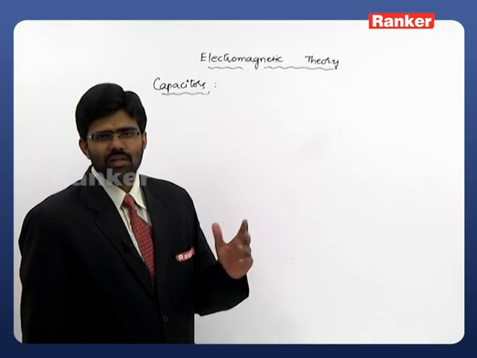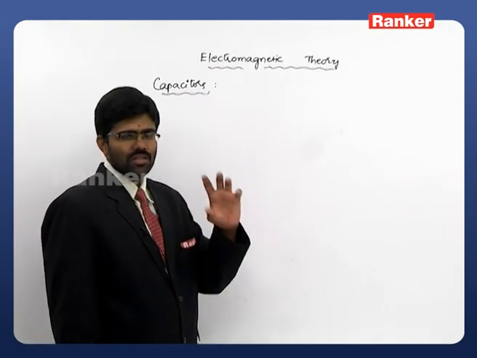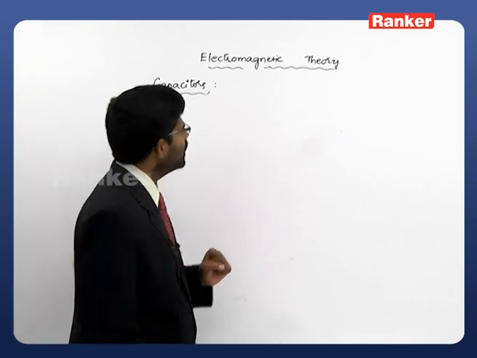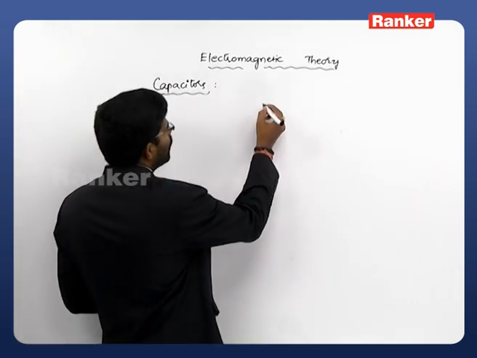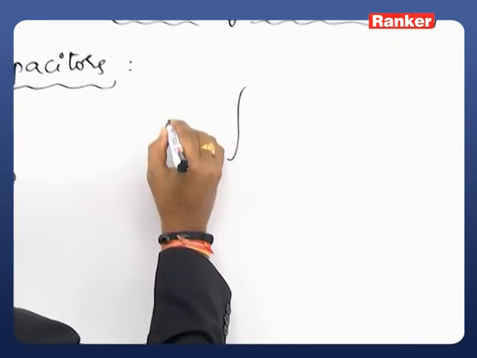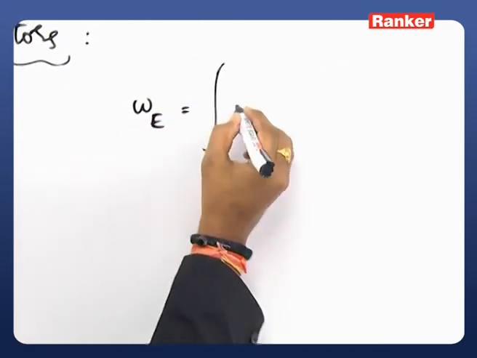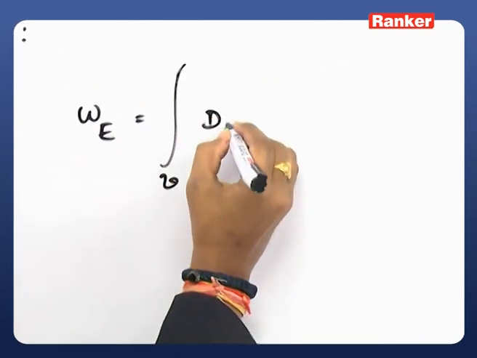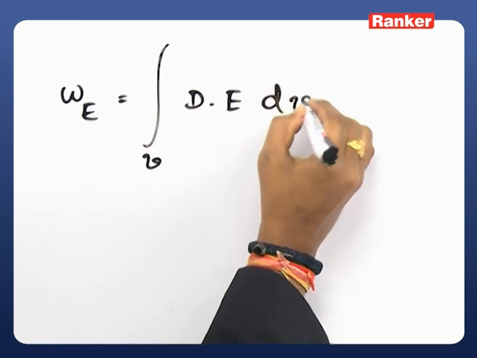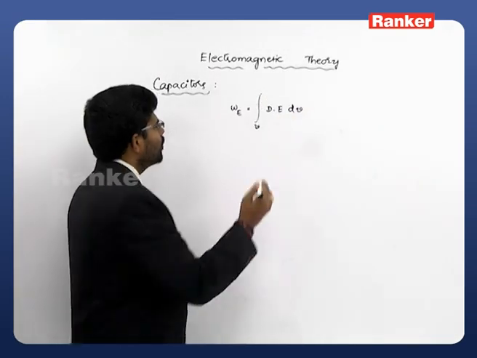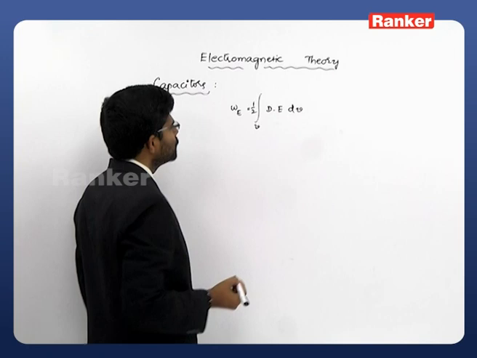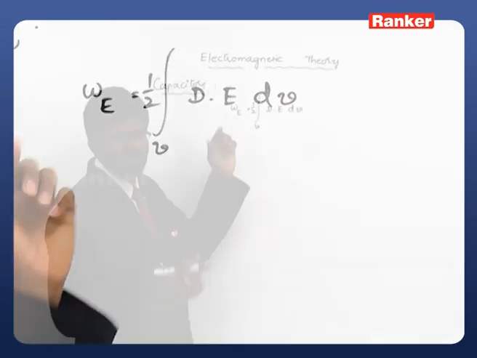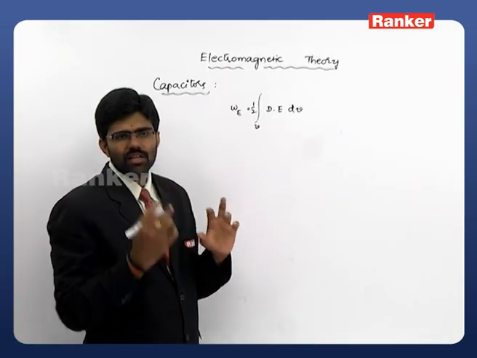Now the energy stored in any capacitor we require. So how much energy can it store? That we already know: the energy stored in any volume for an electrostatic device is W_E equals the volume integral of D dot E dV, multiplied with the constant 1 by 2. So here clearly the total energy stored in any given volume whenever there is some electric field intensity is this one.